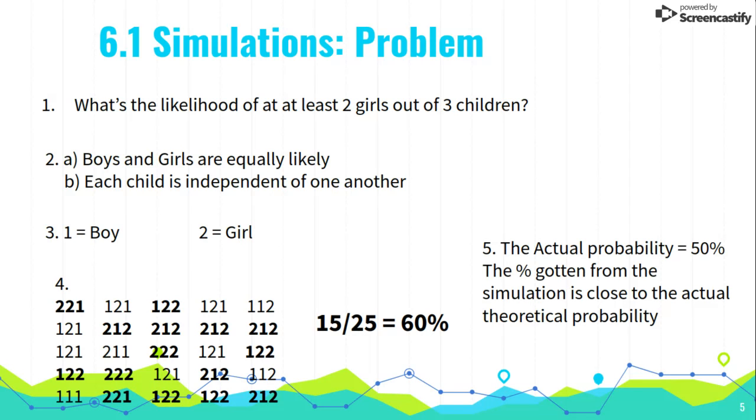And then you want to compare it with the actual probability, which is 50%, because getting a girl or a boy is 50%. And that just means that if you do more and more repetitions, your actual number of 60% will be closer to the theoretical number of 50%.